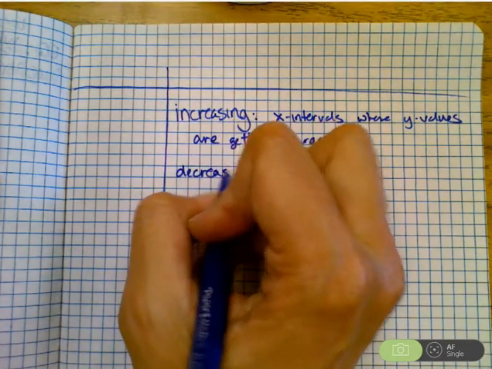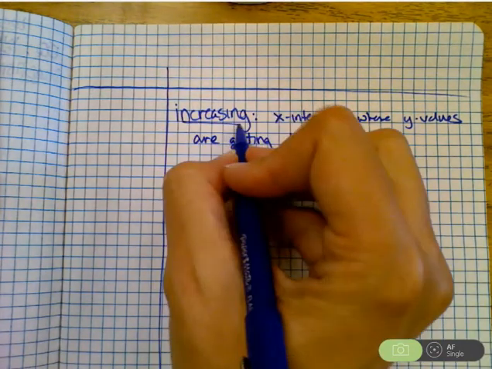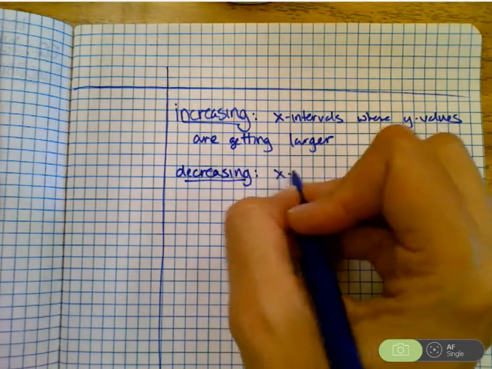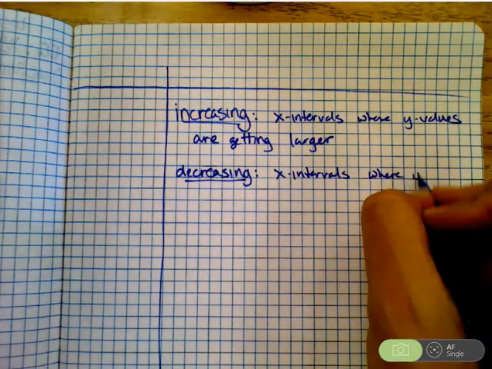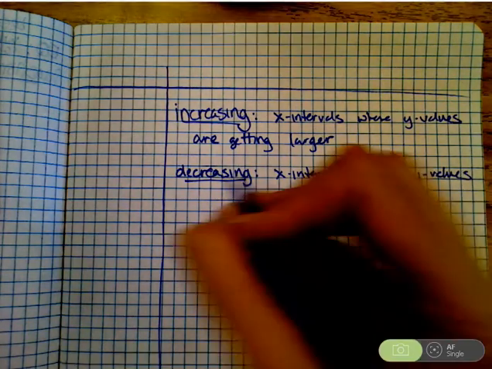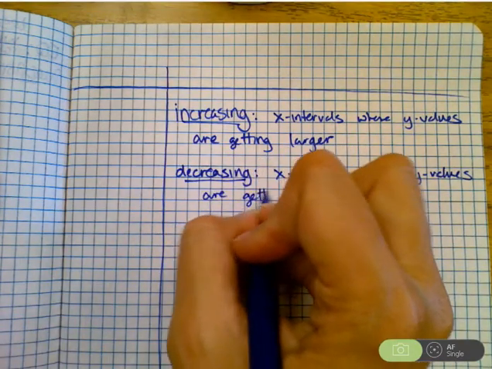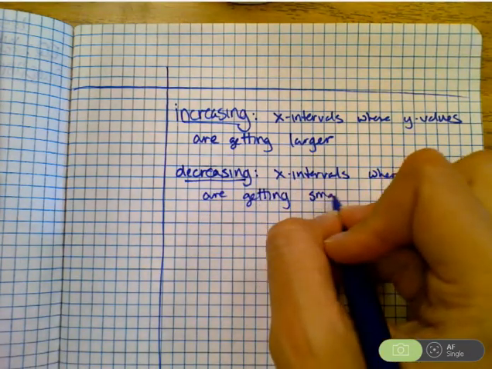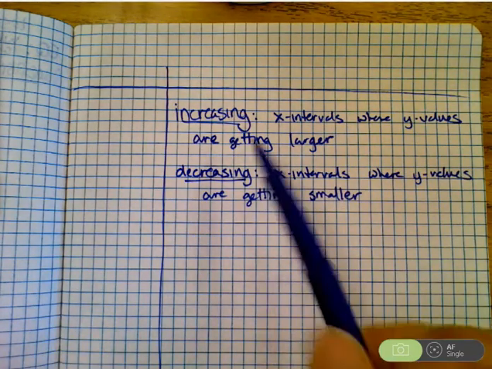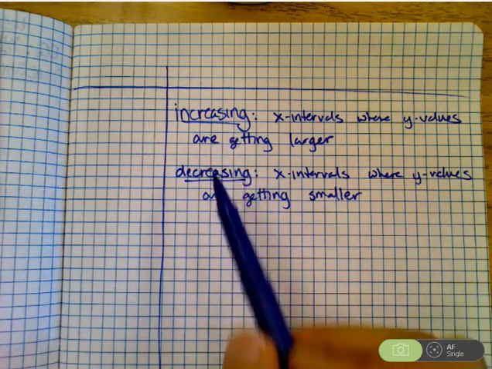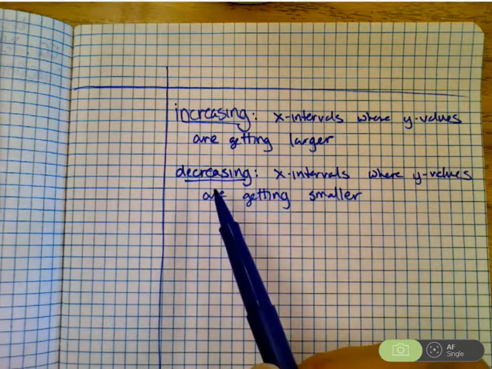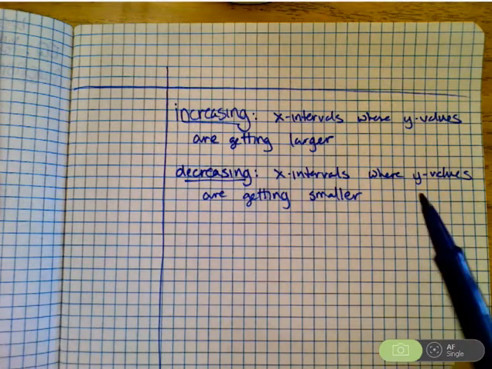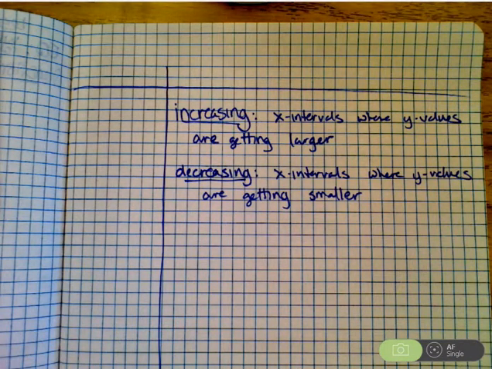Decreasing intervals are x intervals where the y values are getting smaller. So as you go from left to right, if your graph is going up, you're increasing, and as you go from left to right, if your graph is going down, that's a decreasing interval. And when we talk about these, we always use the x values because those are our independent variables, so it's always the x's that go into our answers.